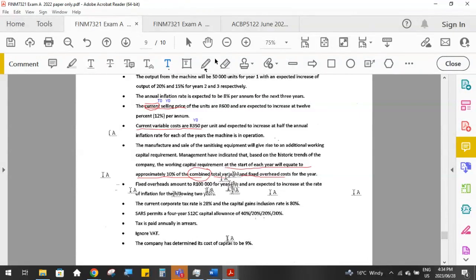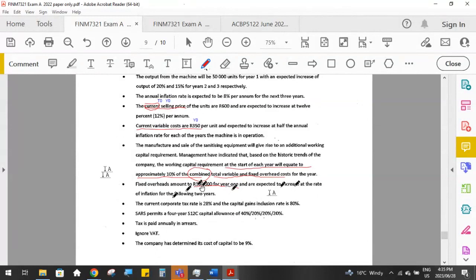Fixed overheads, 100,000 for year 1. So there they have told us it's 100,000 in year 1. So they didn't say the current fixed costs are 100,000. They've given us year 1. You've got to look for these. You've got to expect these workings and look for them. Which year are they giving me this information for, and what do I need to do with it?